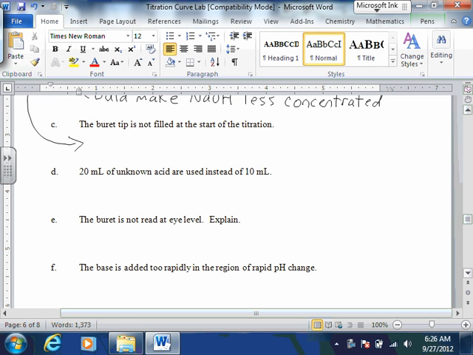20 milliliters of the unknown acid are used instead of 10 milliliters. Well, that's going to increase the concentration of the acid. This is an abbreviation for concentration, by the way. That's not really going to affect a lot, other than your final concentration of acid is going to be higher, which means you're going to have to add quite a bit more of the NaOH, which means you might have to refill your burette, which could be a problem. Burette is not read at eye level.